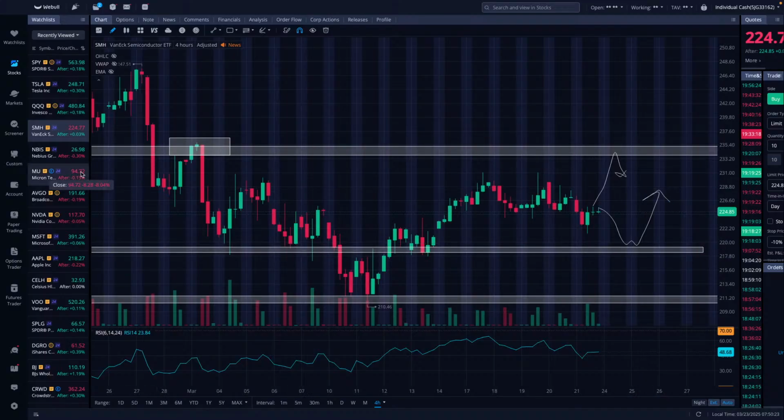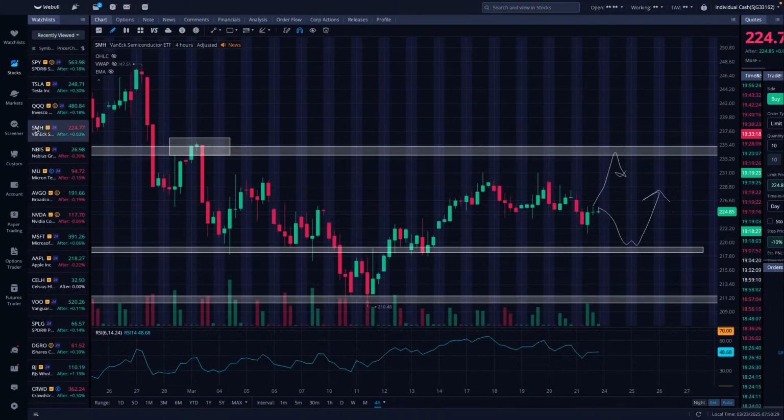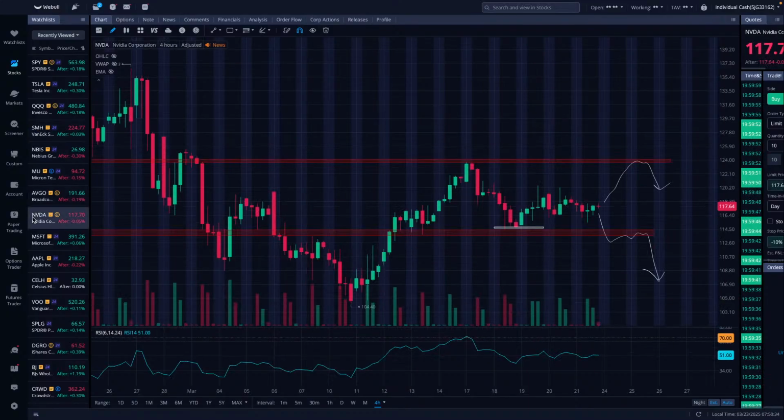So now, let's start moving over into some of the semiconductor stocks. Let's start hitting NVIDIA. And what I want to show you is look at NVIDIA and look at SMH. They look literally the exact same. I'm cycling through. SMH is right here. This is NVIDIA. NVIDIA is going to decide where SMH is going to go. If NVIDIA has strength, it is going to push up.